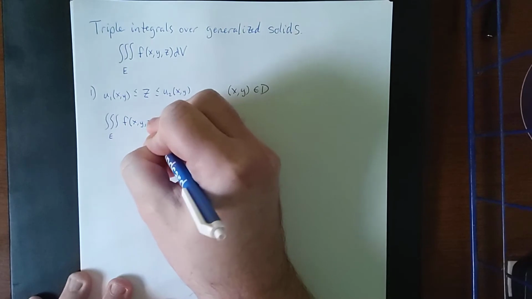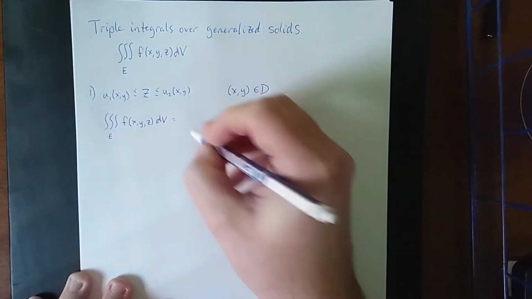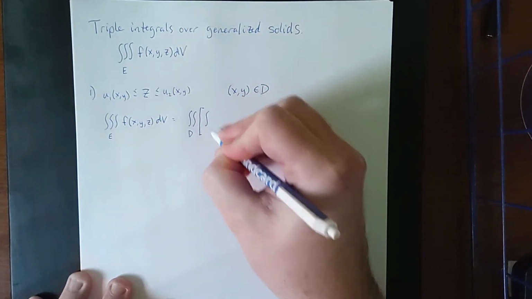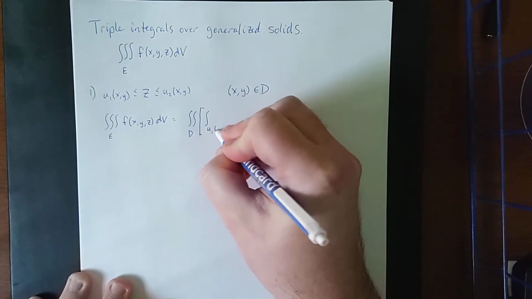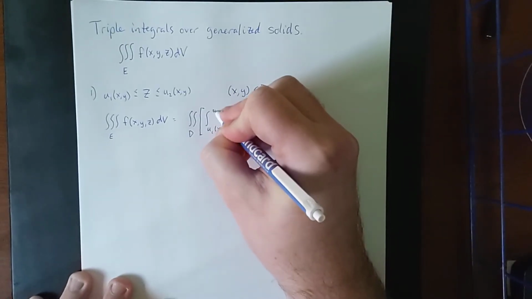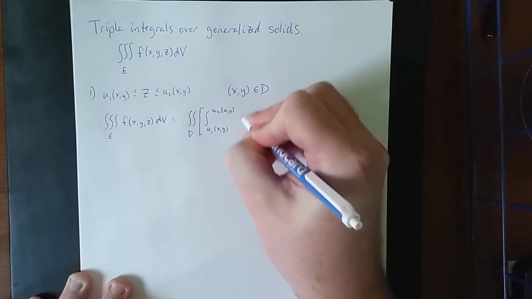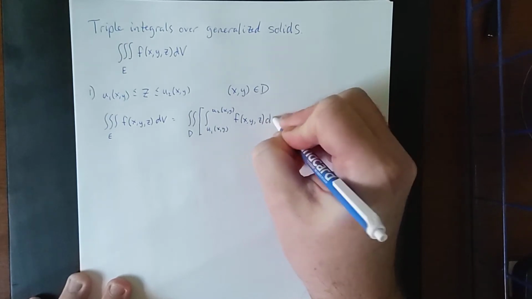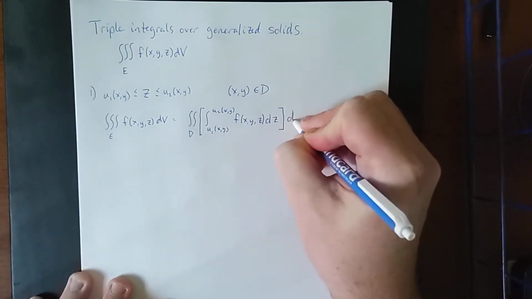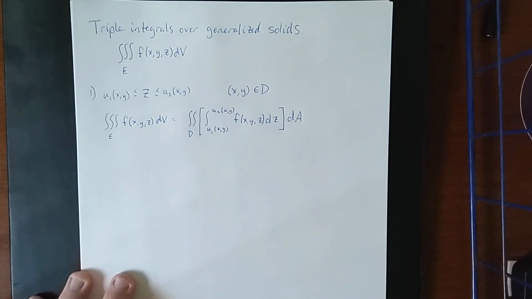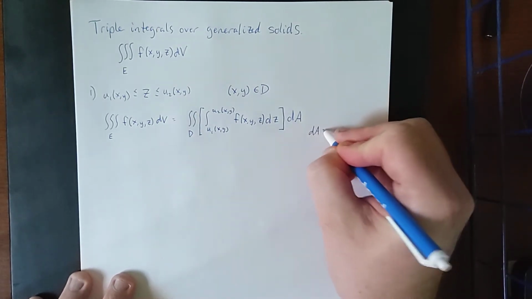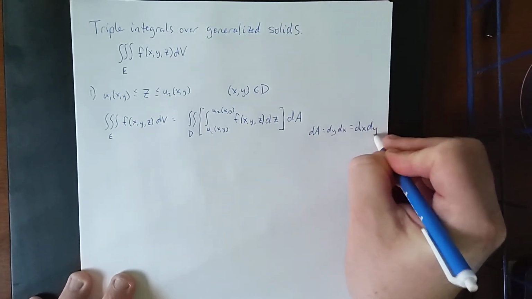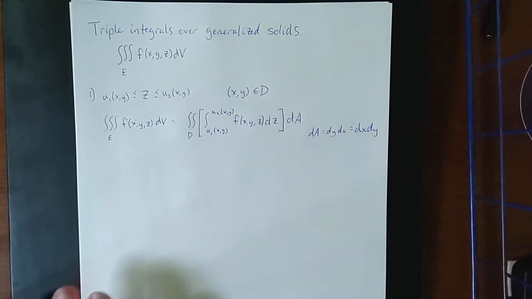of f of xyz dv into a double integral over the region D and a single integral from u1 of xy to u2 of xy of f of xyz dz. Then the double integral will be in terms of dA. And this is where dA can either be equal to dy dx, or it can be equal to dx dy, depending on how you want to classify your region D.